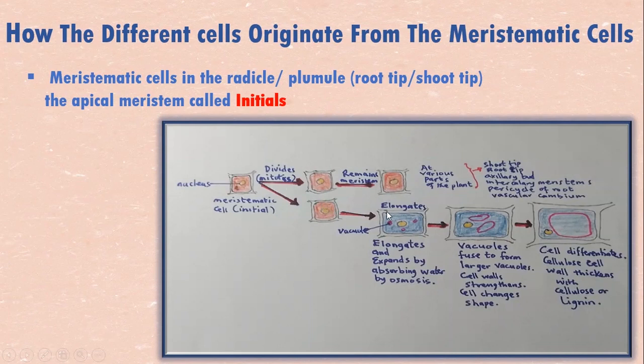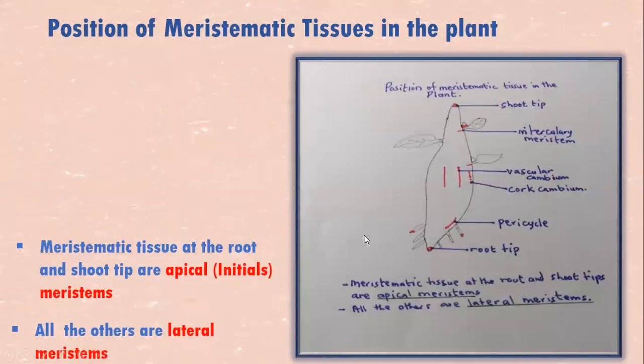Now, the cell that differentiates starts by elongating. It elongates and expands by absorbing water by osmosis to form more vacuoles and large vacuoles. The vacuoles coalesce, they fuse together to form bigger vacuoles, while the cellulose cell wall takes in more cellulose, expanding, stretching, and then the walls become impregnated. Some of the walls get thickened with cellulose, and some get thickened with lignin to form the parenchyma, collenchyma, and sclerenchyma.